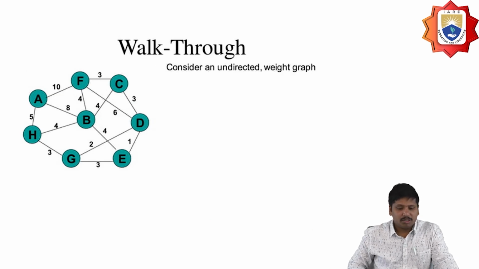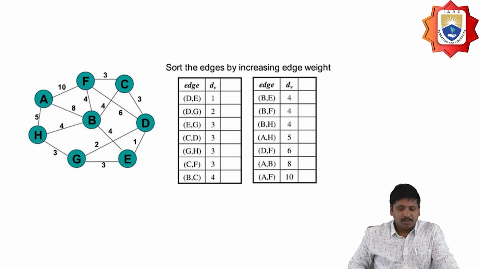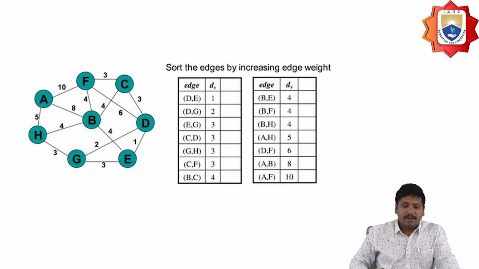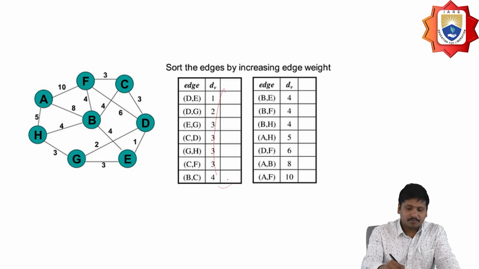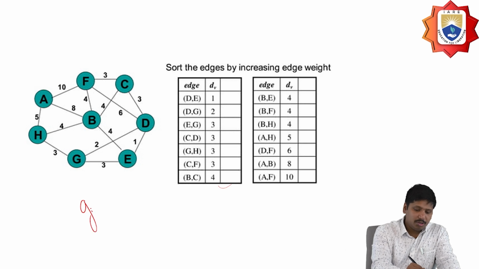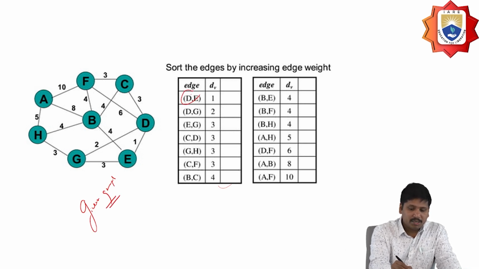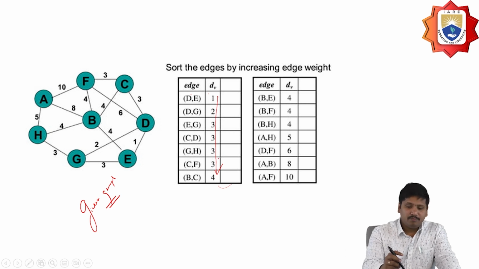So we are going to construct the spanning tree. From this graph, first of all, what I'm doing here is that I'm going to arrange all the edges of the given graph in increasing order of weights. So this should be the given graph. From this given graph, I'm going to arrange all the edges in increasing order of weight.